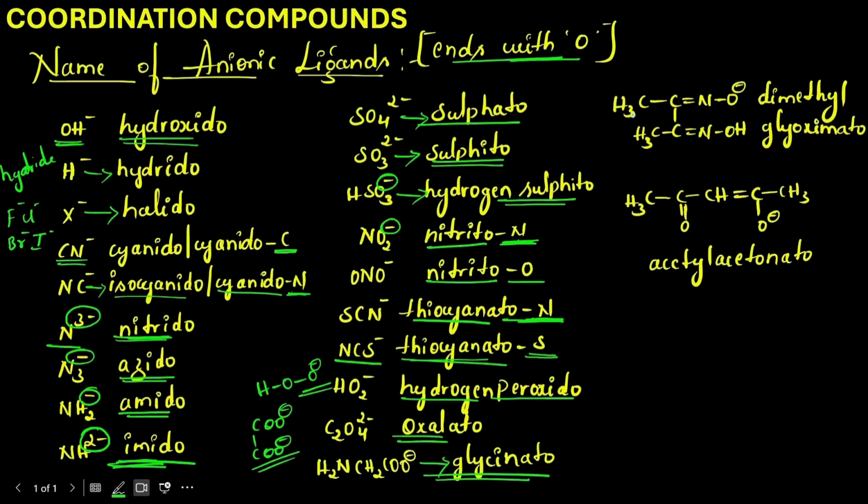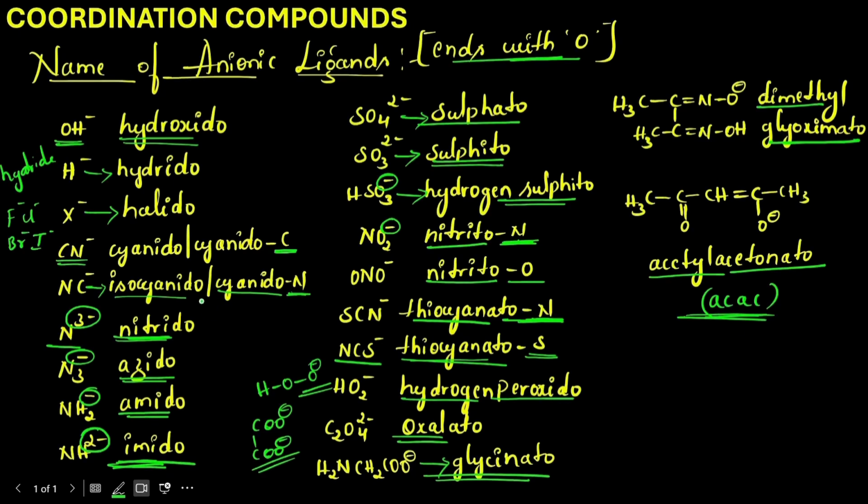And next one is CH3C=NO minus, and here these two carbon atoms are attached, which is named as dimethyl glyoximato. Coming to the next one, CH3C=O, CH=C single bond O minus, CH3, which is named as acetylacetonato, which can also be written like this, acac. If you see acac anywhere, that means the ligand is acetylacetonato.